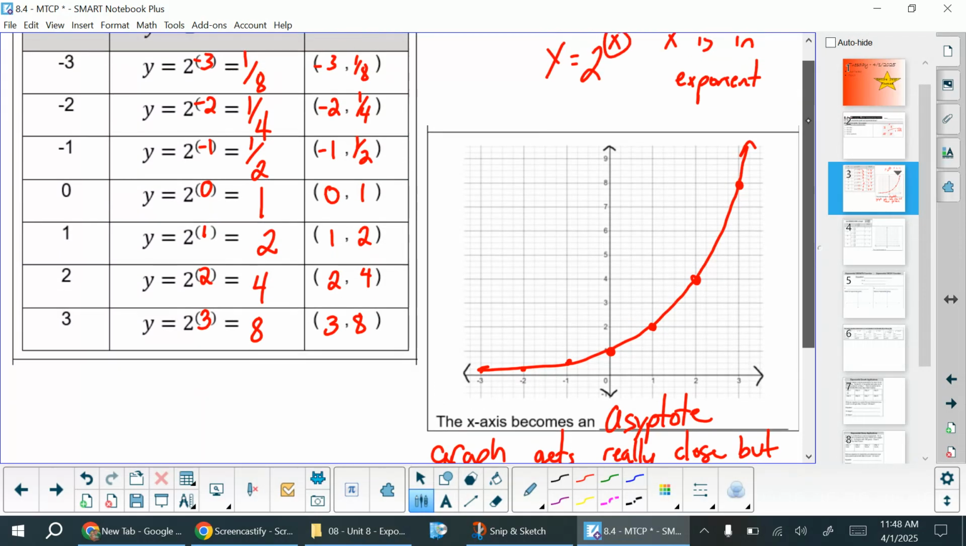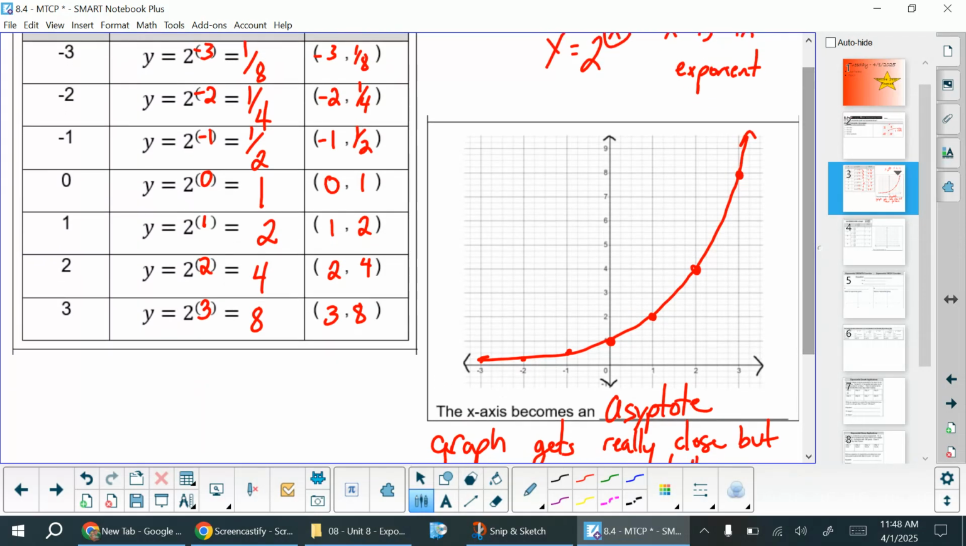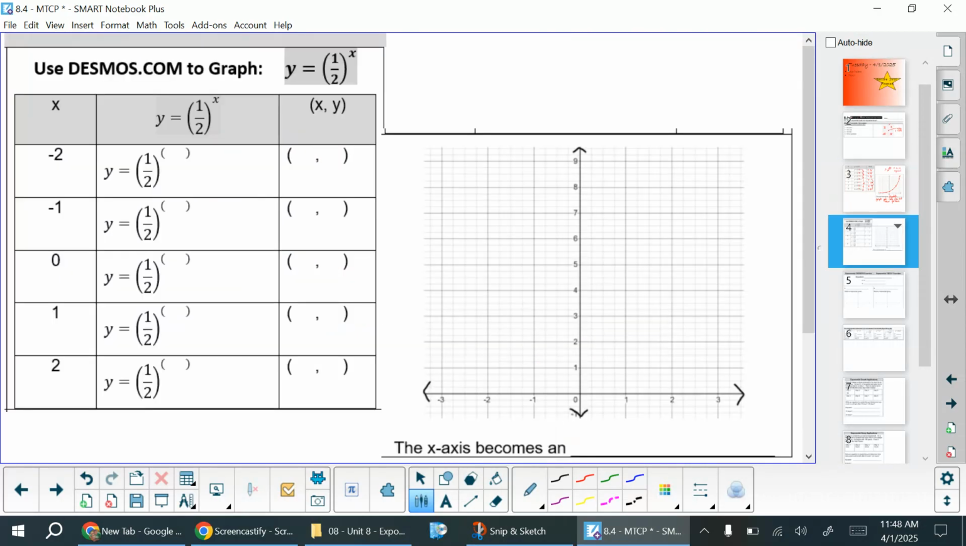And the last thing I want to notice here is that when we saw this y equals 2 to the x, that's what's happening each time. You see how I'm doubling it? I'm times 2, times 2, times 2. That's what's happening in our graph there. Sorry. So go ahead and look at this one now.